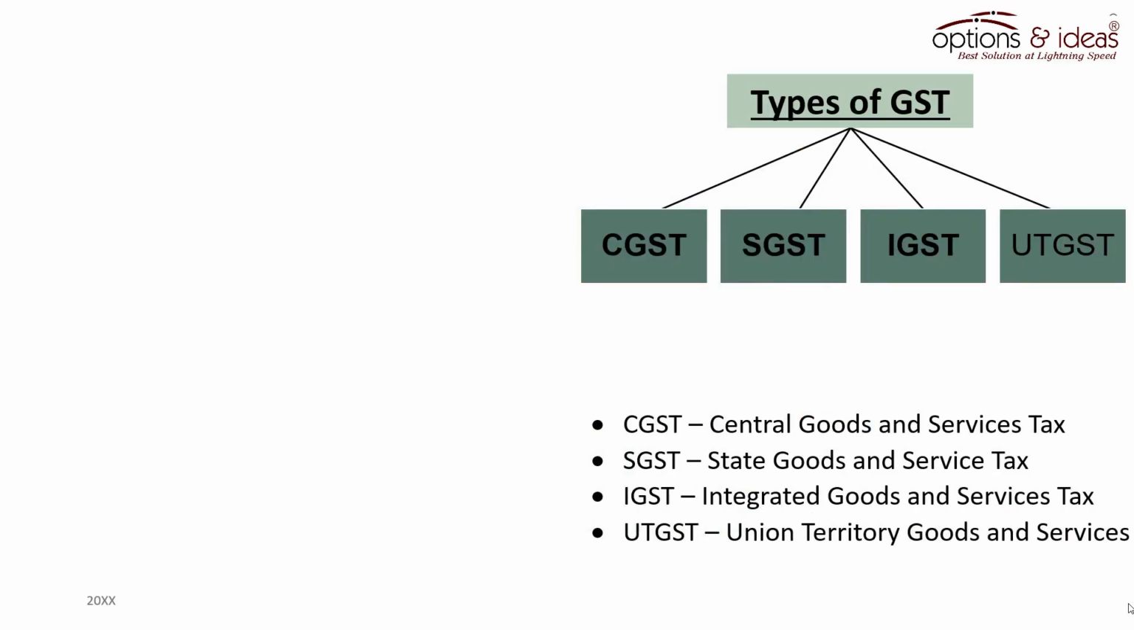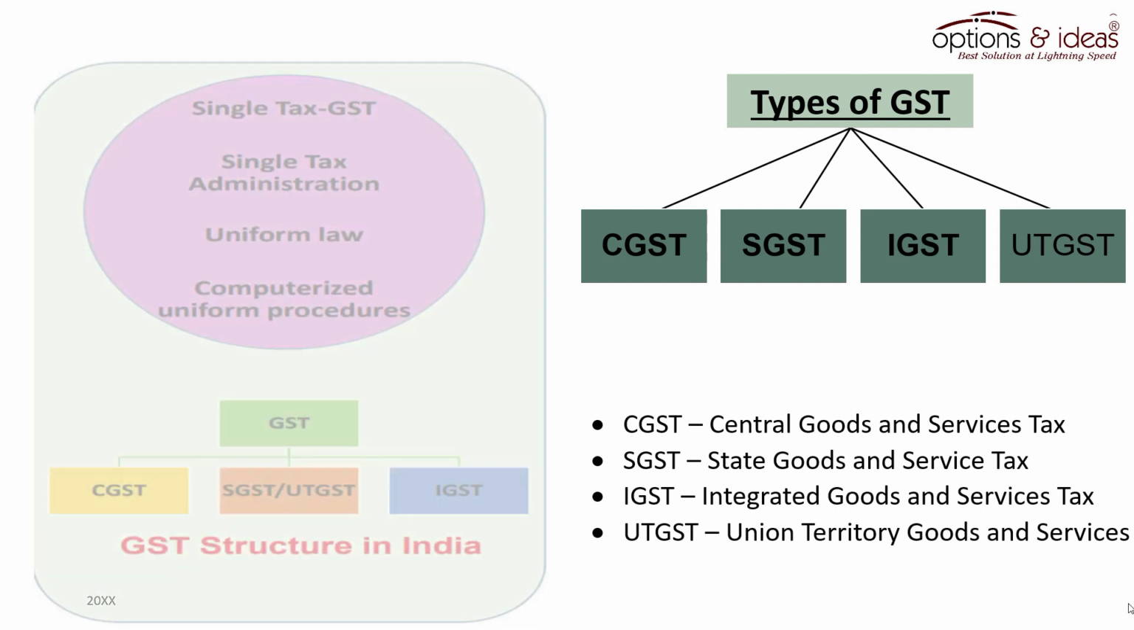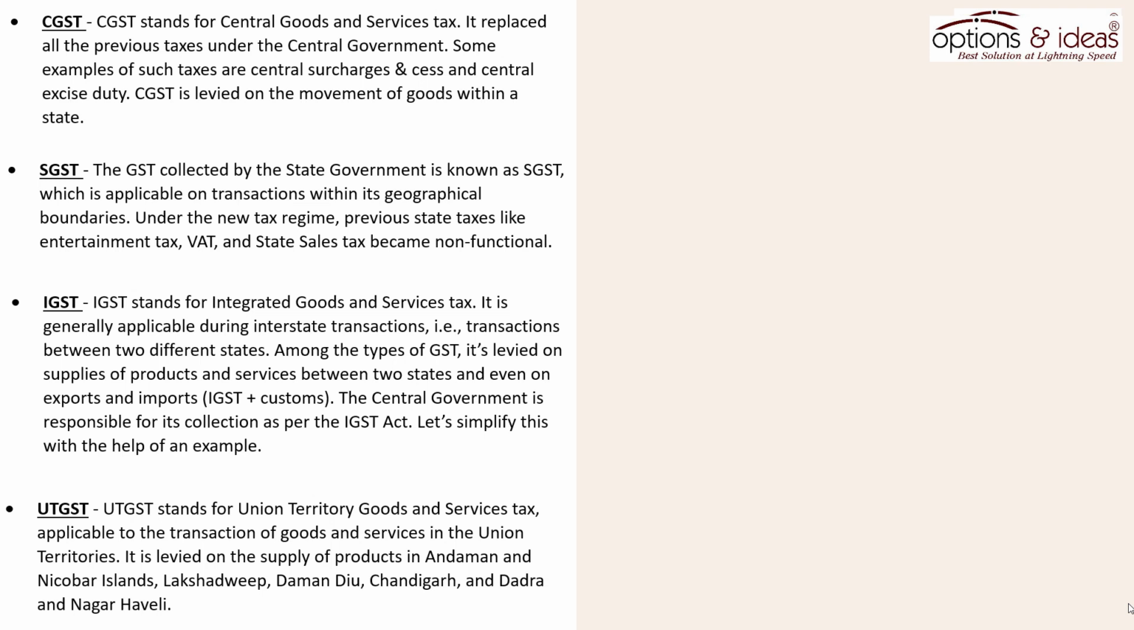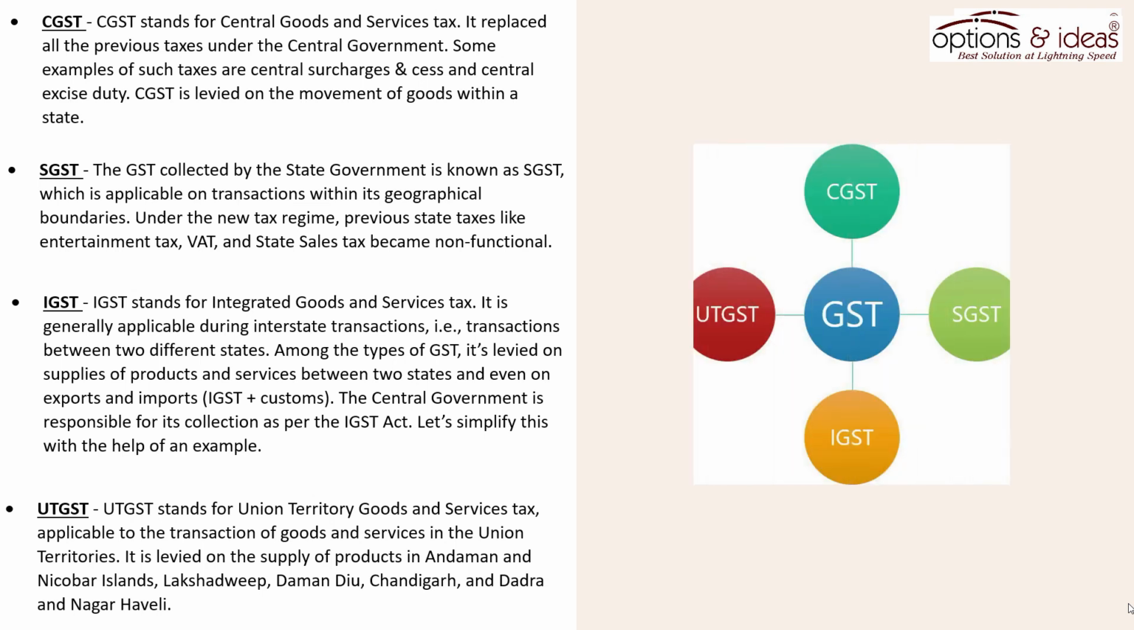Types of GST. Number 1, CGST. Number 2, SGST. Number 3, IGST. Number 4, UTGST. CGST stands for Central Goods and Services Tax. It replaced all the previous taxes under the central government. Some examples of such taxes are central surcharges and cess and central excise duty. CGST is levied on the movement of goods within a state.